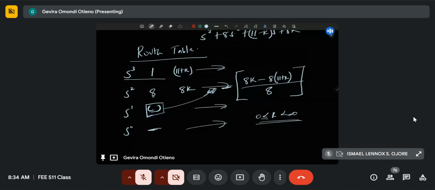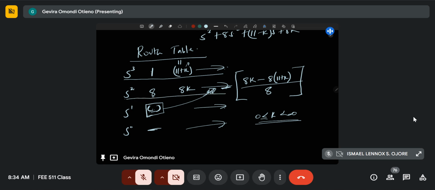So for example, if you look at the first row that is associated with s to power 3, you cannot have all the values going to 0, because already there's a point here which is 1. And for any positive value of k, this cannot go to 0, because even if k was 0, the value would be 11, which is still positive. So this row cannot go to 0. The second row, associated with s raised to power 2, also cannot go to 0, because you already have an element here that is 8. Okay, then the third row is this value here.